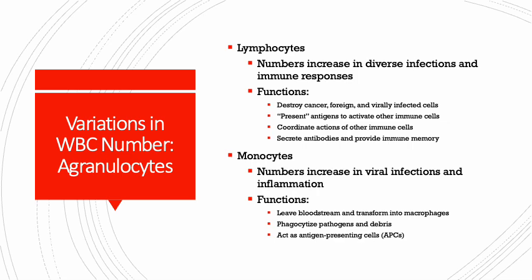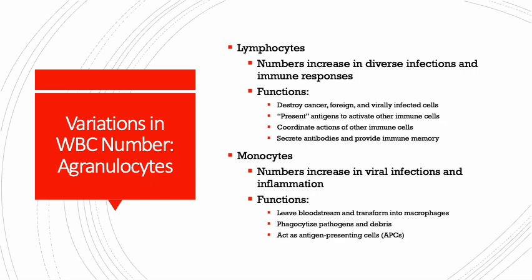These are your agranulocytes, or your lymphatic made white blood cells. So first we have lymphocytes, and their name basically tells you that they're made in the lymph tissue, right? Lymphocytes. The numbers for these increase in diverse infections and immune responses. So they don't increase just because you're sick. There's usually something much more deep going on, like a stronger infection or a complication in the body that is really, really complex. So things like cancer.